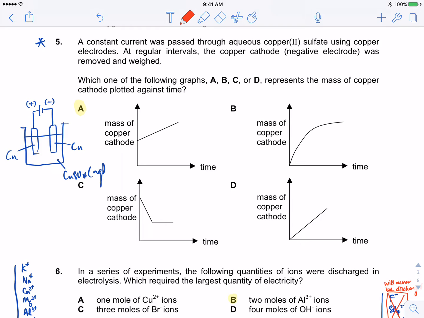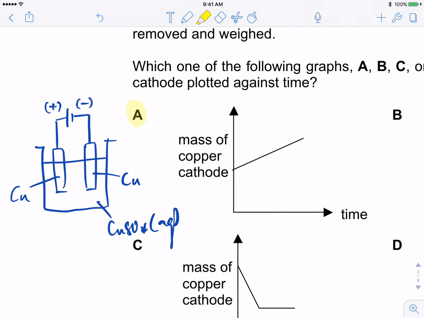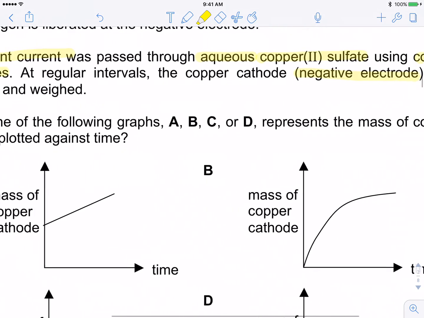Question 5, a constant current was passed through aqueous copper(II) sulfate using copper electrodes. Okay, so aqueous copper(II) sulfate, copper electrode, constant current. At regular intervals, the copper cathode, the negative electrode, was removed and weighed. Which one of the following graphs represent the mass of copper cathode plotted against time? Now, I've drawn this diagram here to help you understand. We are talking about the negative electrode.